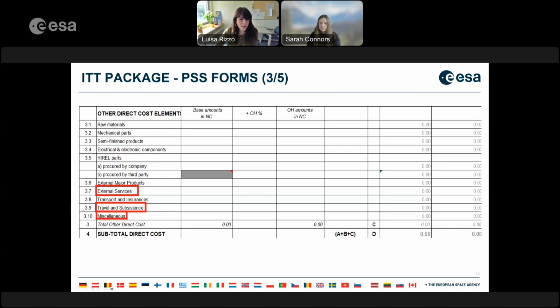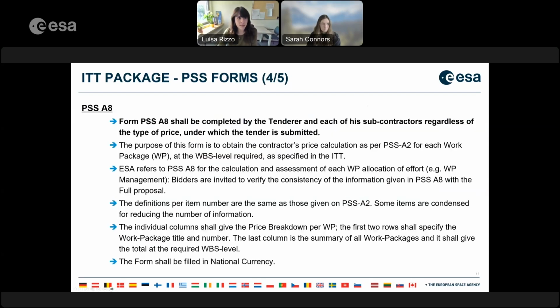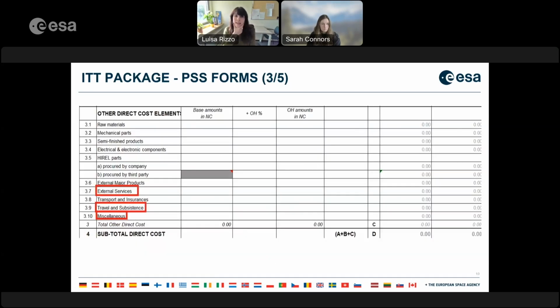The line 3.9, as I said before, instead is applicable to the Exhibit B, the second exhibit to the PSS A2. And in the Exhibit B, you will be required to provide, again, all the information connected to the travel cost you already claimed in the PSS A2, which are also mentioned in the PSS A8 as well.